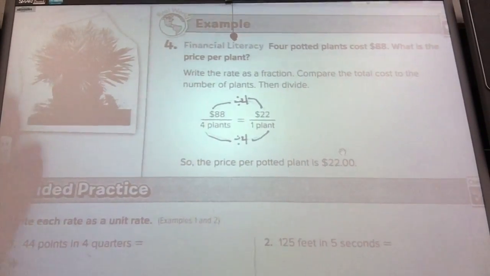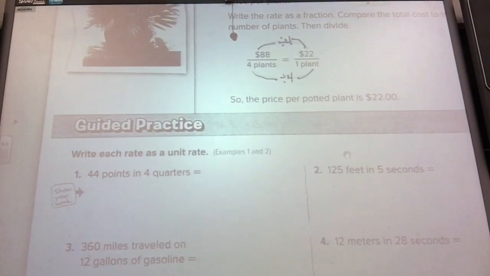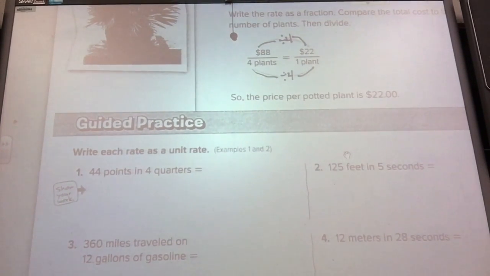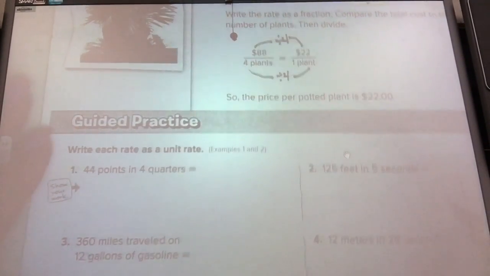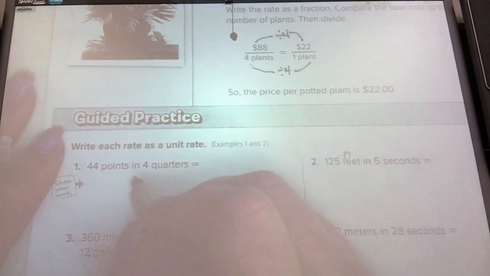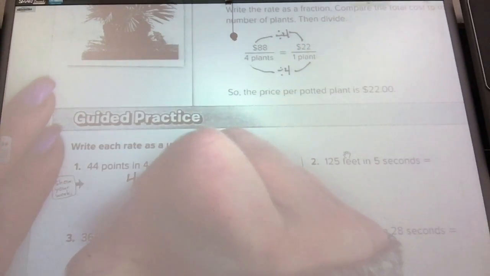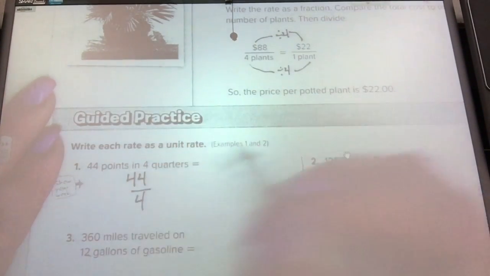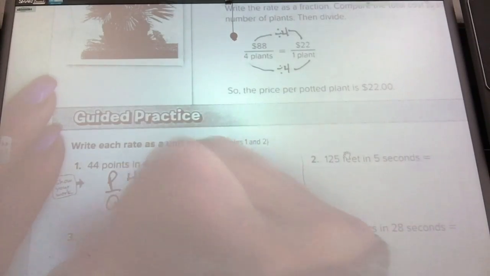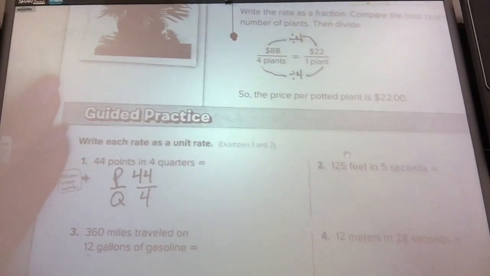All right, let's look over here at our guided practice. So our guided practice tells us that they want us to find the unit rate. 44 points in 4 quarters. First, we write it as a fraction, 44 over 4. Points over quarters, if that helps you to remember which one's which.